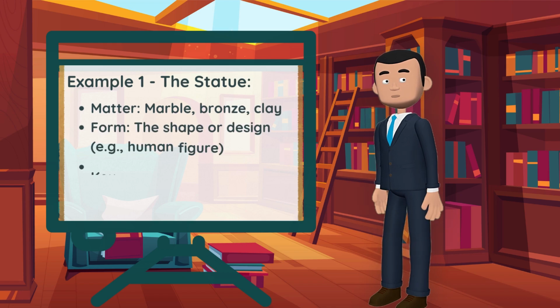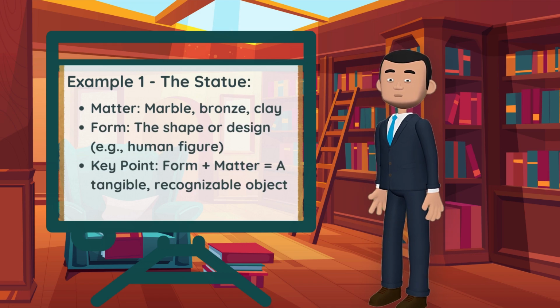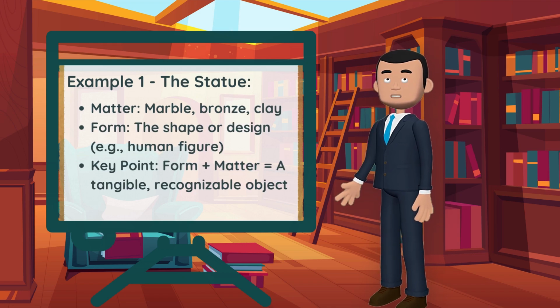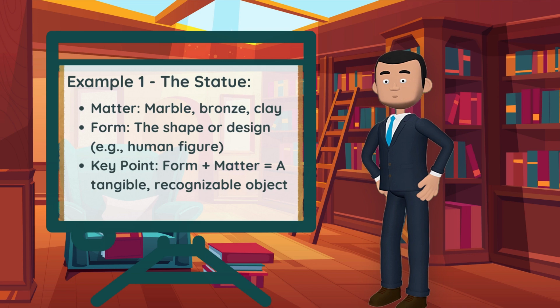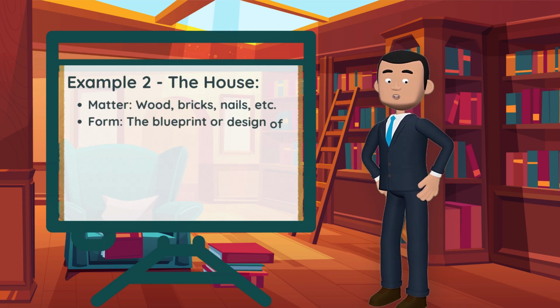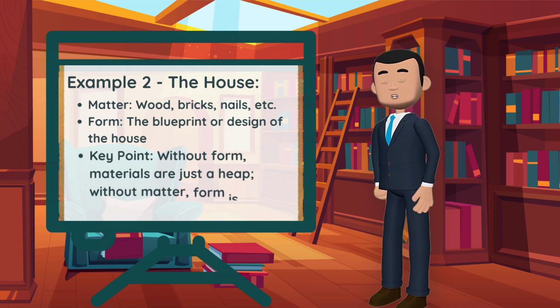Imagine you're looking at a statue. What do you see? You see a form. Perhaps it's the shape of a human figure. But that shape is made out of something, right? Maybe it's marble, bronze, or clay. That material, according to Aristotle, is the matter. The shape or the design of the statue, that's the form.